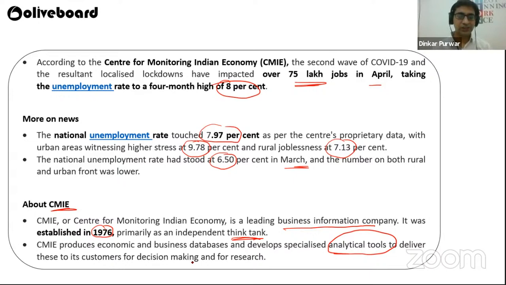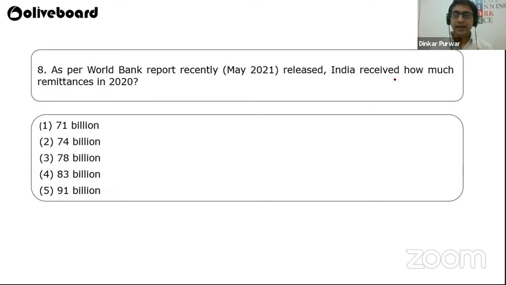Okay, guys. Now question number 8. As per the World Bank report released recently, May 2021, how much remittance did India receive in 2020? $71 billion, $74 billion, $78 billion, $83 billion, or $91 billion.